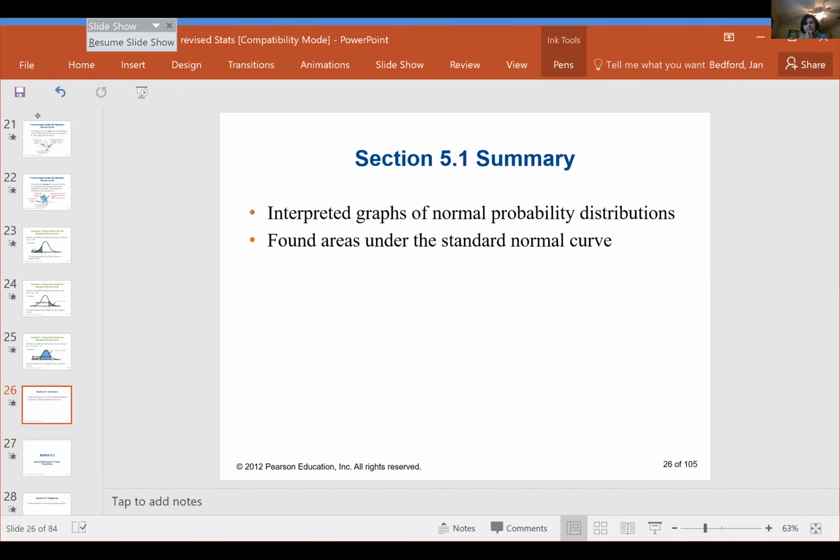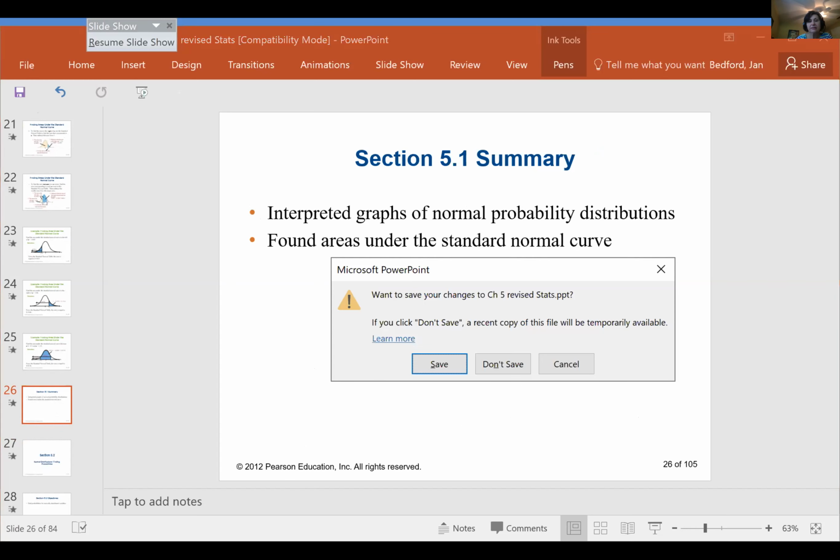Are we good? Because that's everything that's in 5.1. By the time you finish the 5.1 video and you work on that homework for 5.1, let's see if you have any trouble being able to use the z-score to get area under the curve. Your quiz is due tonight.